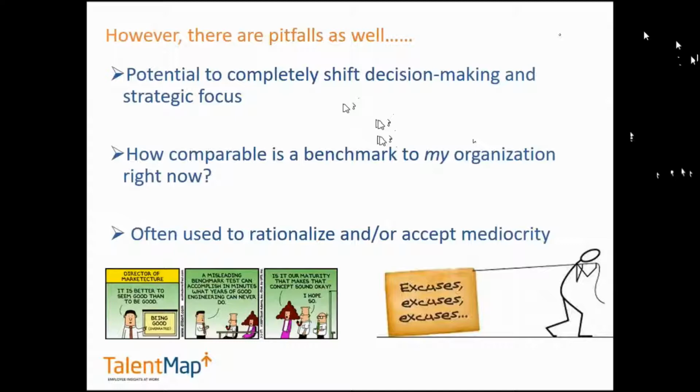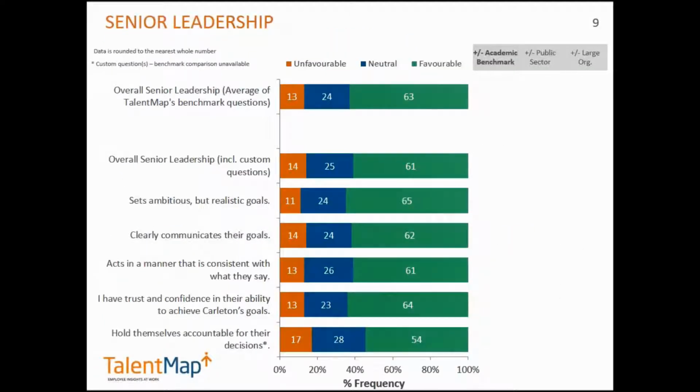And the pitfall I see most often, and hopefully while I'm bantering on here you have a chance to read that Dilbert in the bottom left-hand corner, is unfortunate, but I see it quite a bit: the benchmark itself is used to rationalize or accept mediocrity. Let me give you an example of that, and think about it in terms of the decision-making apparatus and the strategic focus.